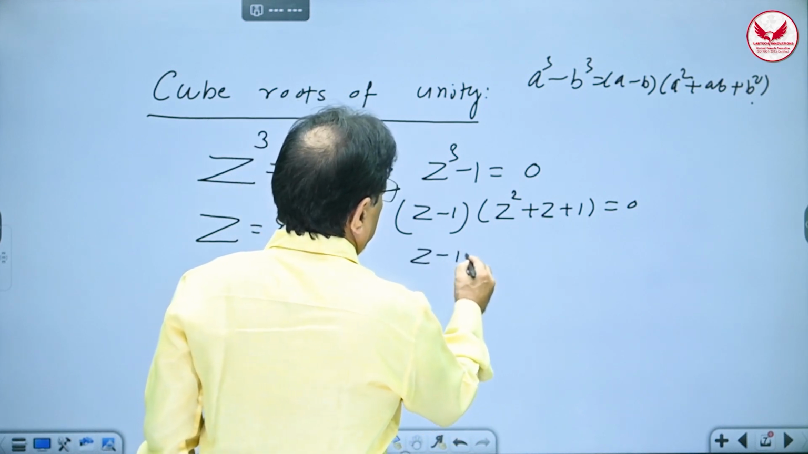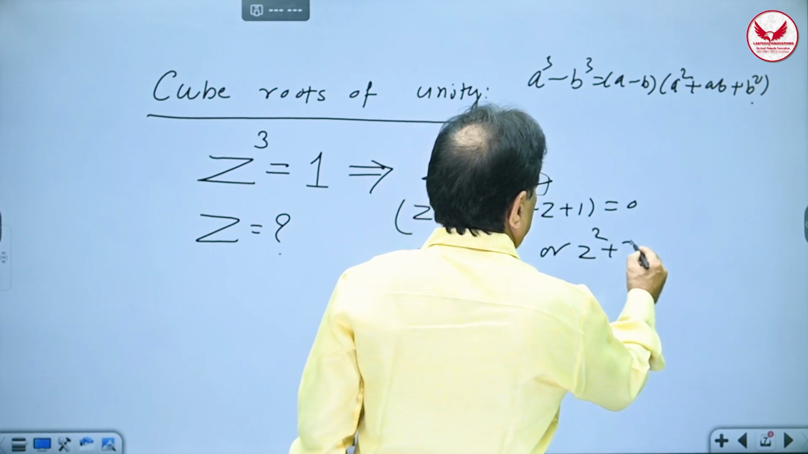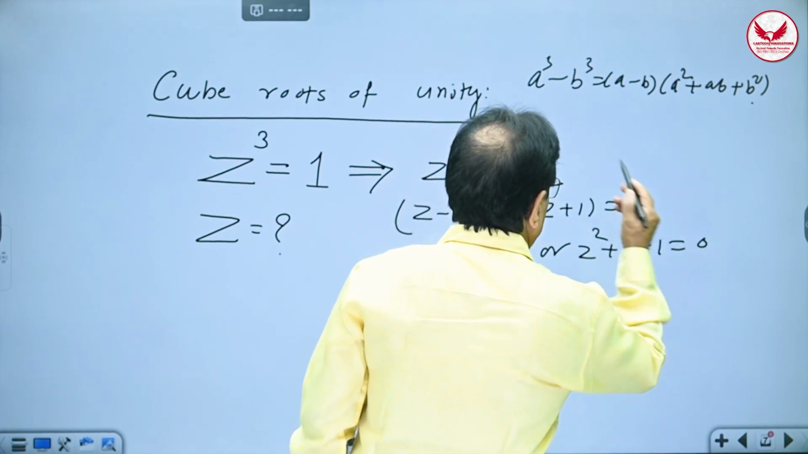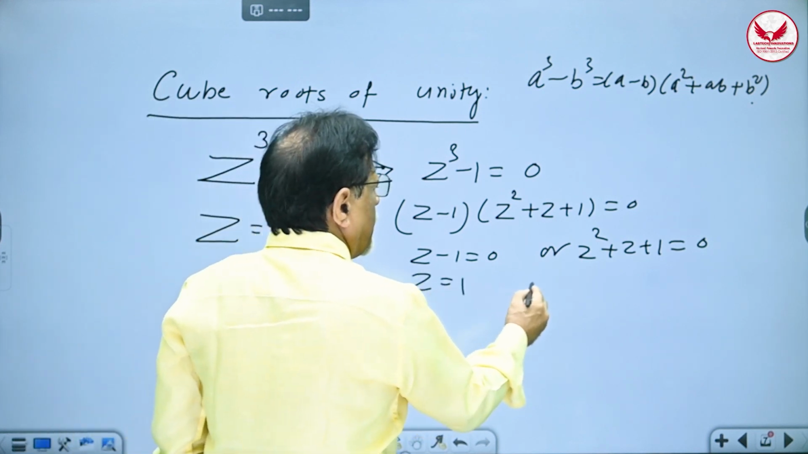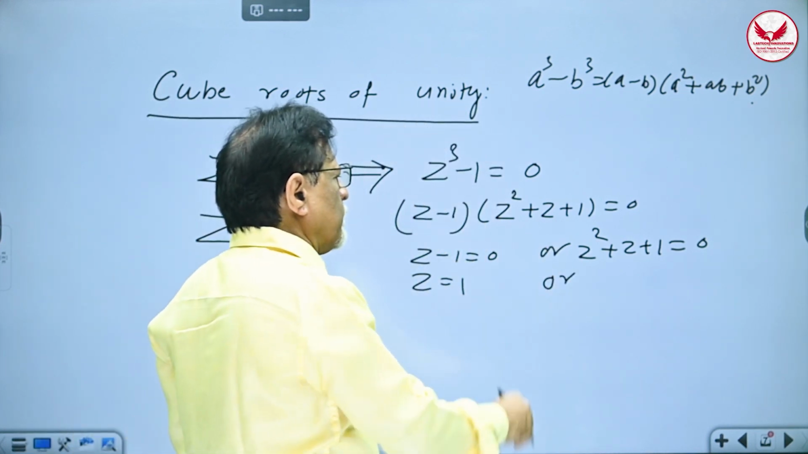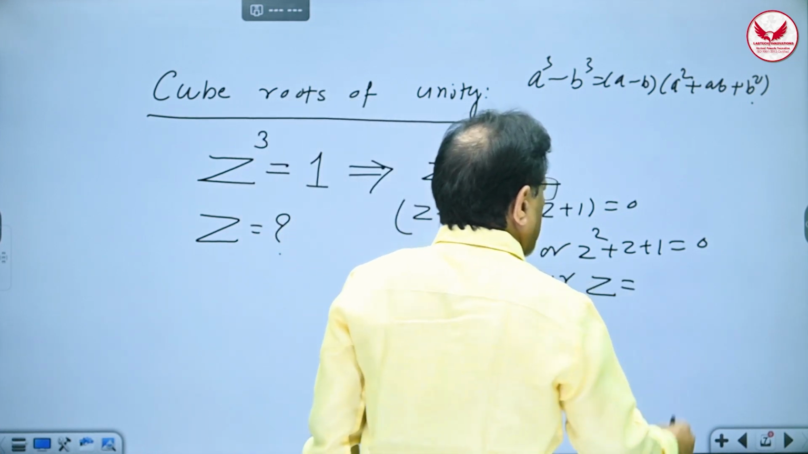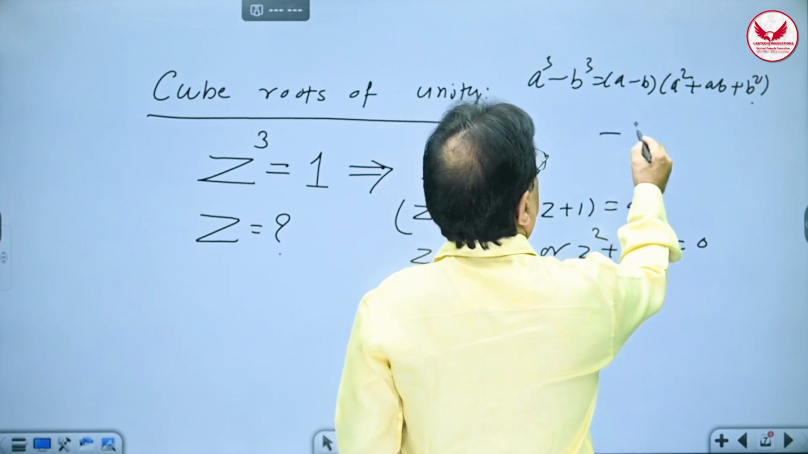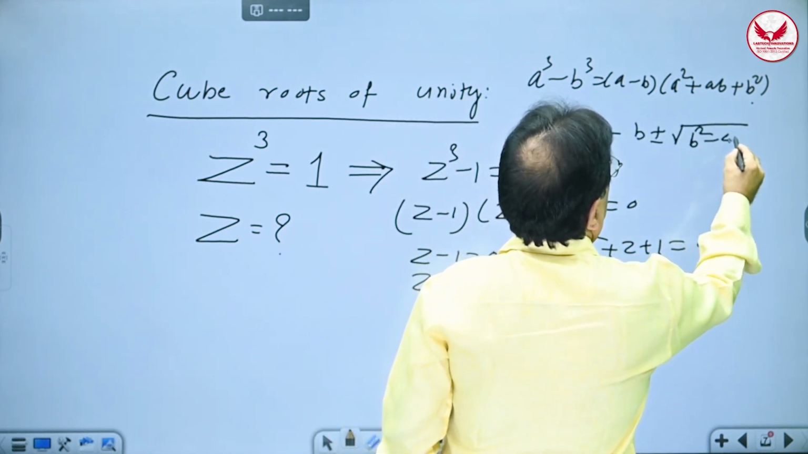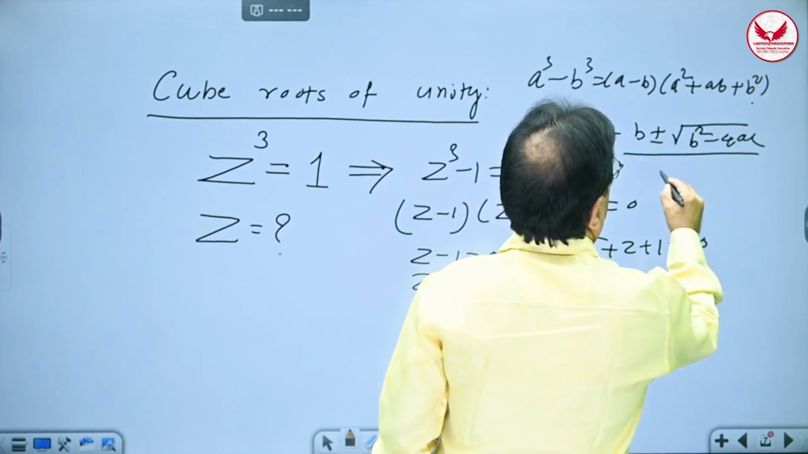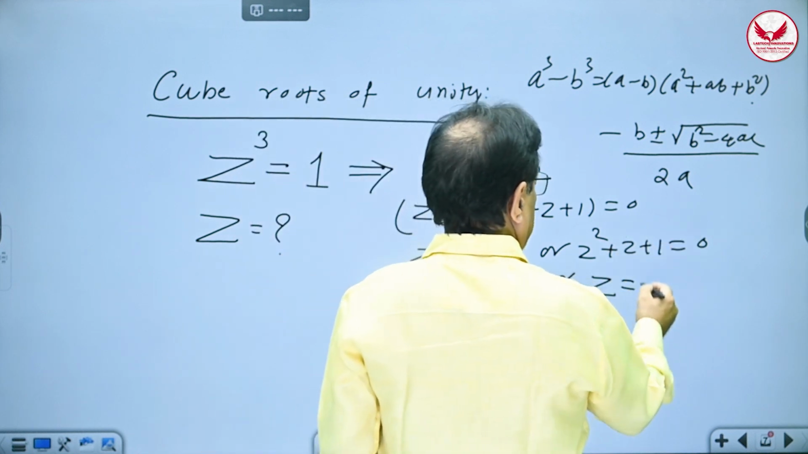So, either z minus 1 is 0 or z square plus z plus 1 is 0. Correct? So, that means either z is 1. Or, let us find out, this is a quadratic equation. So, what are the roots of this quadratic? Z is equal to, let us use the formula, minus b plus or minus under root b square minus 4ac divided by 2a. Correct?